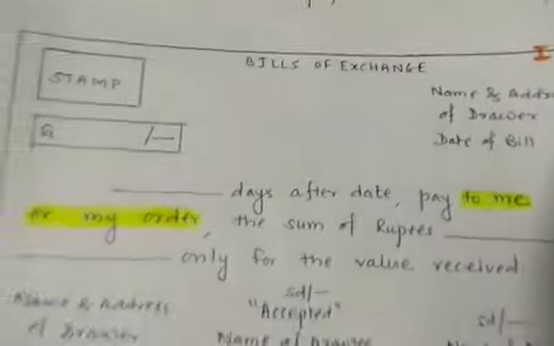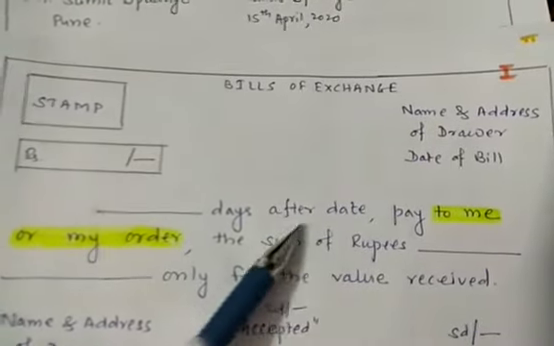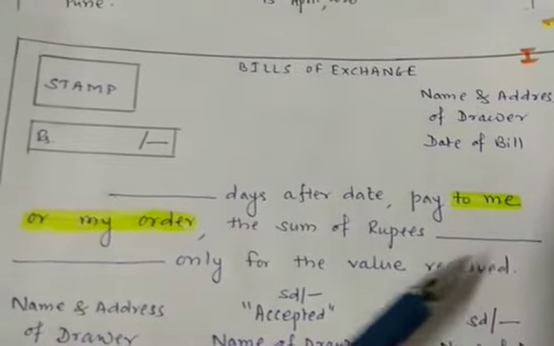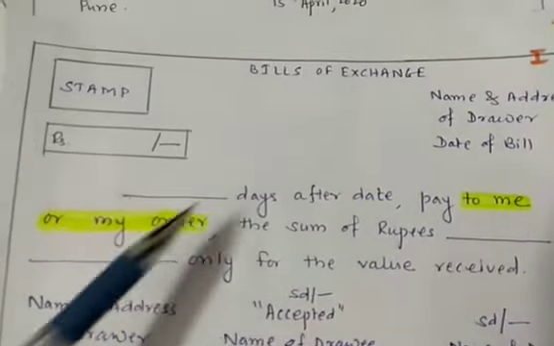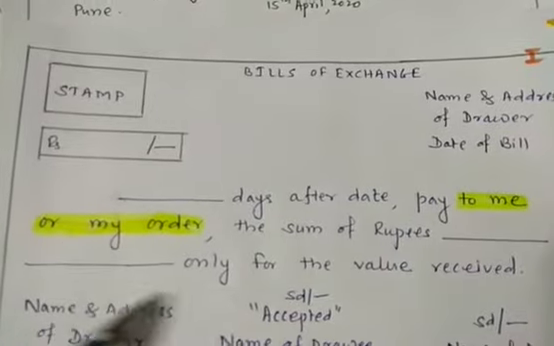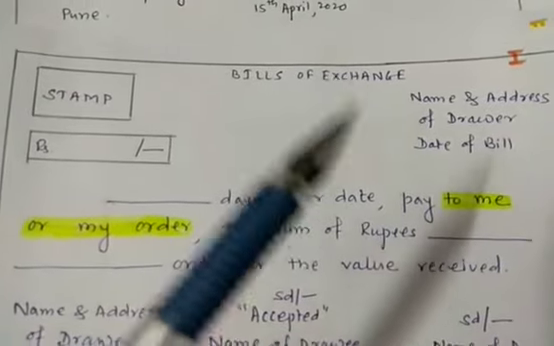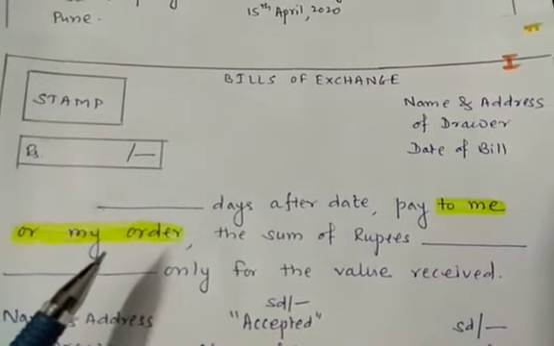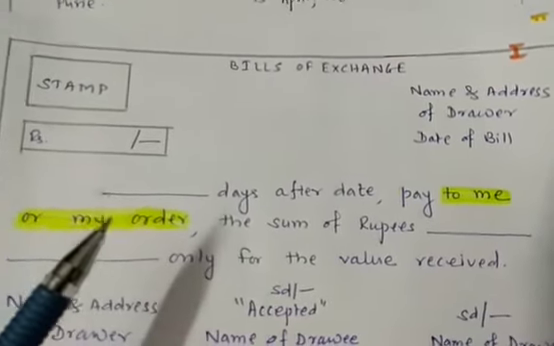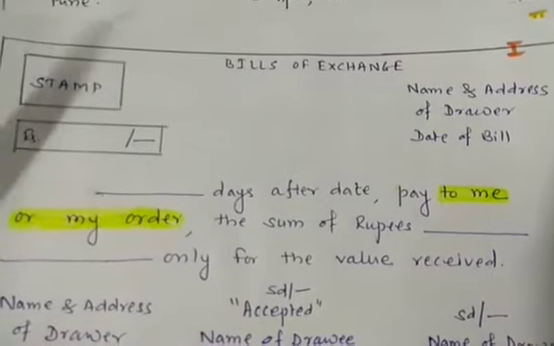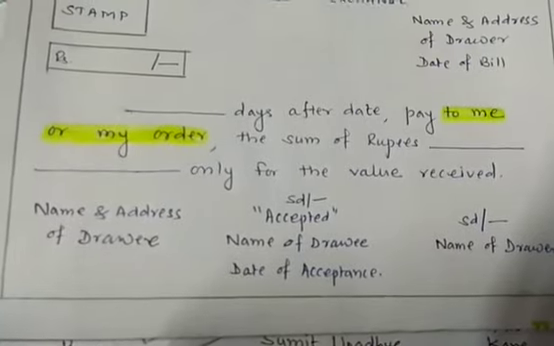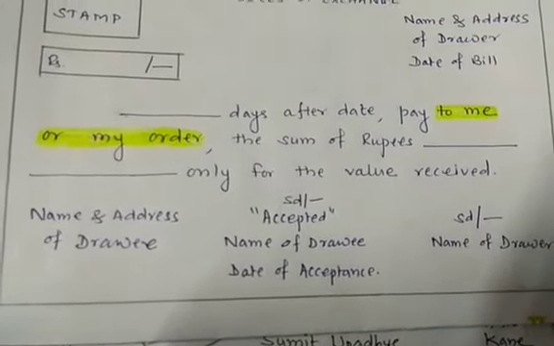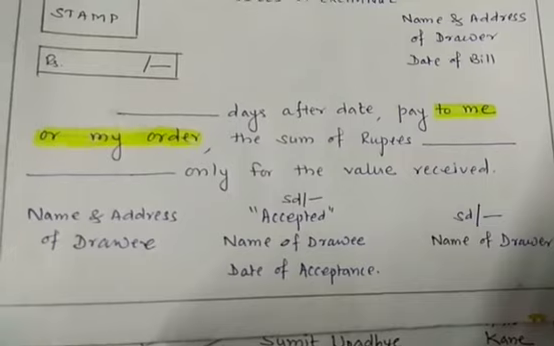The middle part is important. Dash days after the date, pay to me or my order the sum of rupees so and so for the value received. This indicates that the drawee has already received the consideration for which he agreed to pay a certain amount. To me or my order has been highlighted with a specific purpose, because if there is a payee, then the me or my order will change to some other values.